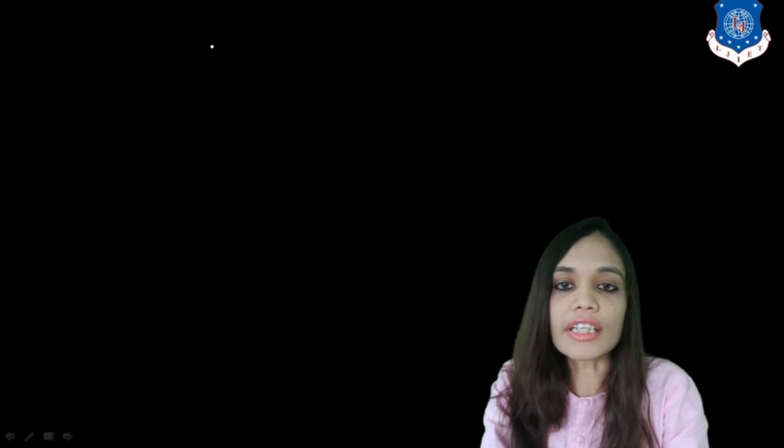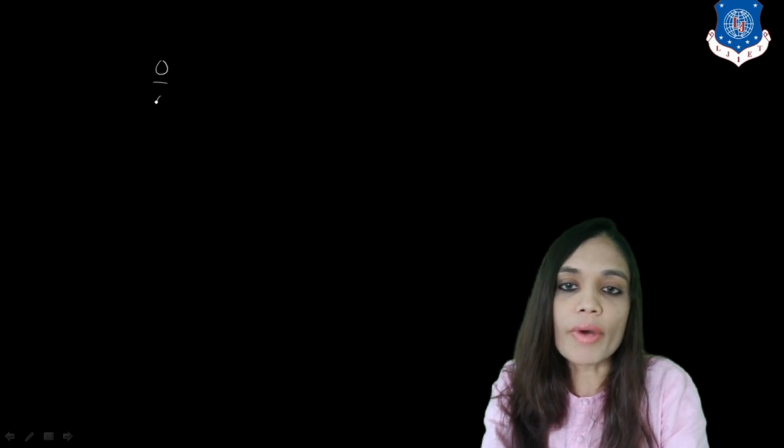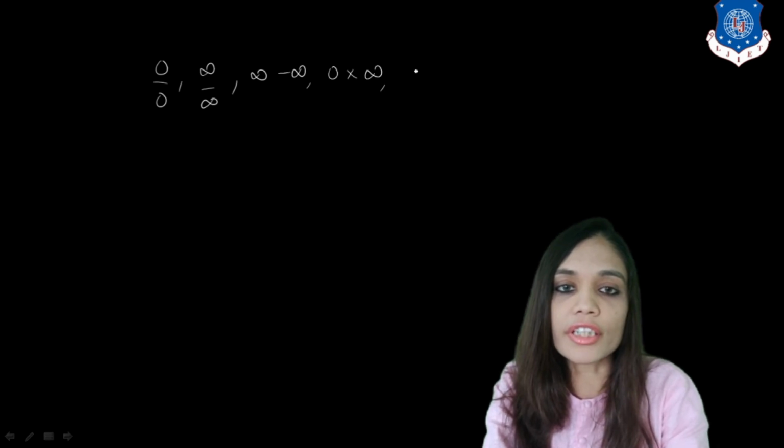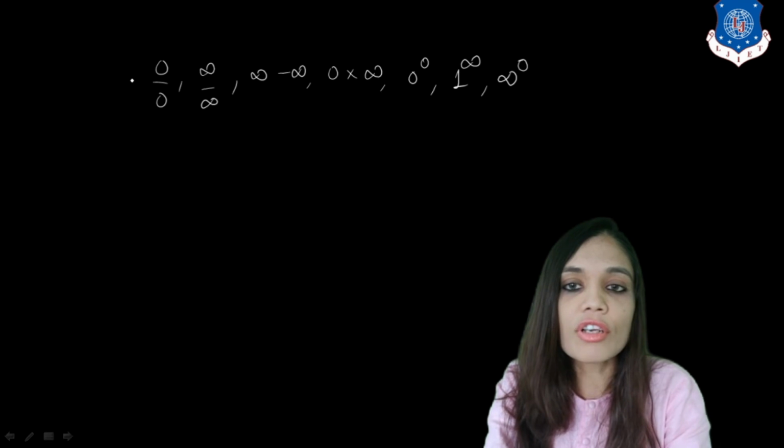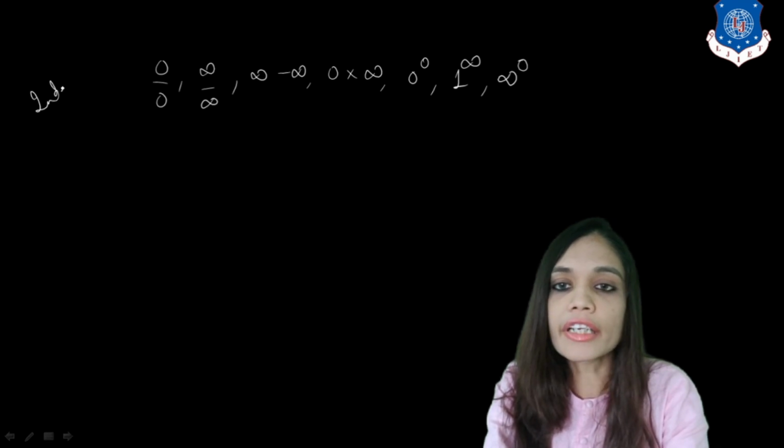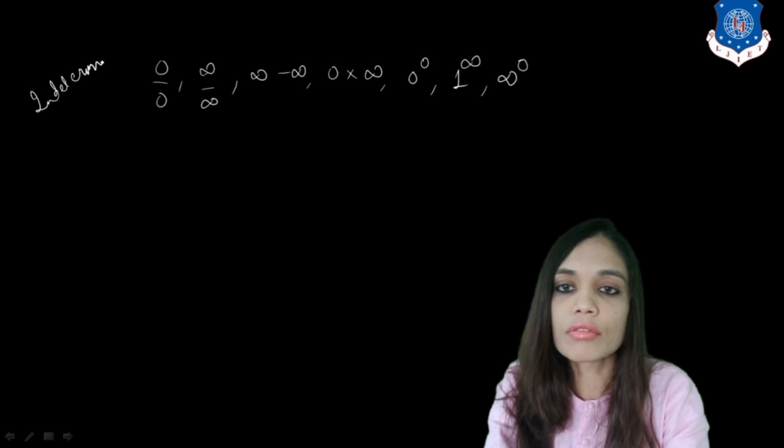So in today's lecture, we have studied firstly the forms such as 0 by 0 form, infinity by infinity, infinity minus infinity, 0 into infinity, 0 raised to 0, 1 raised to infinity, and lastly infinity raised to 0. So these forms are known as which type of forms? Indeterminate forms.